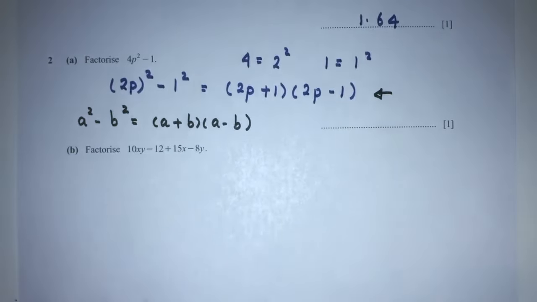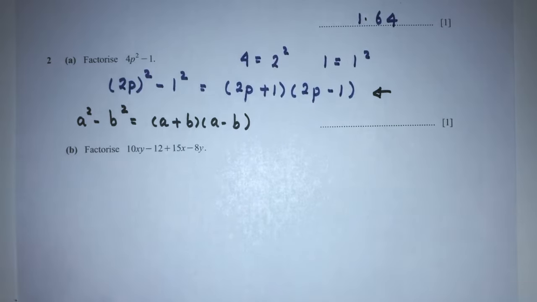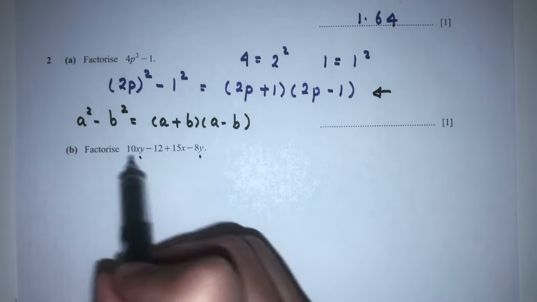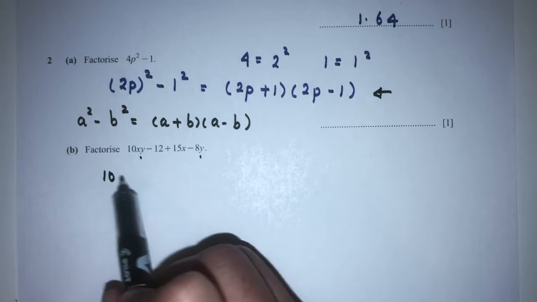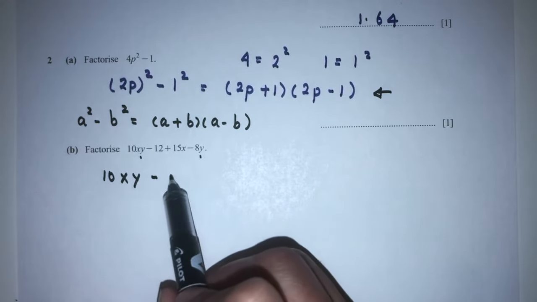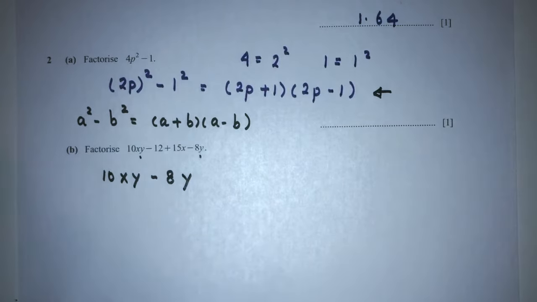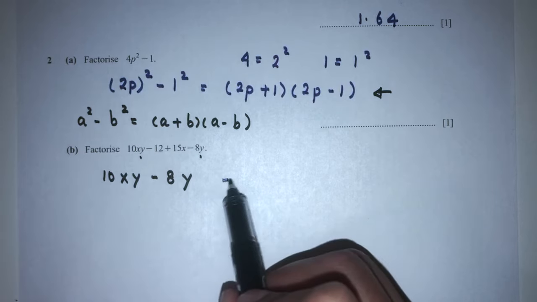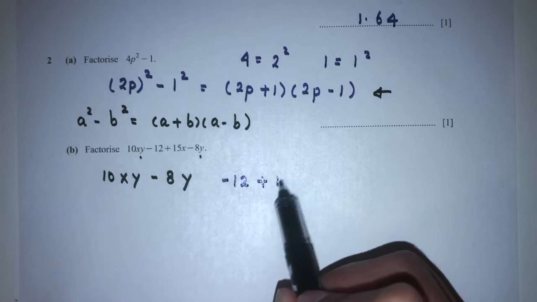Now for part B, we have to factorize this expression. So you observe. At first, just like you, I don't know how it's going to be. I have to observe to see what I can use to factorize this. I see we have y here and y here. Let's put them together. You will have 10xy minus 8y. Then leave some space, and write down the remaining terms: minus 12 plus 15x.